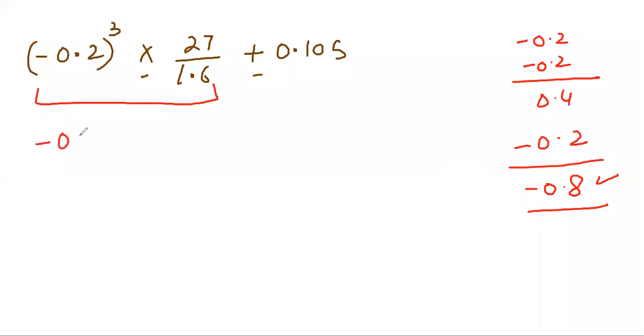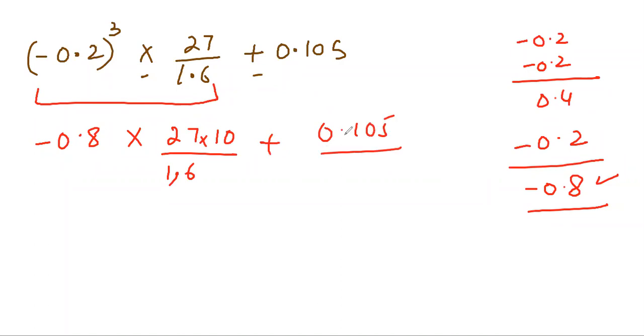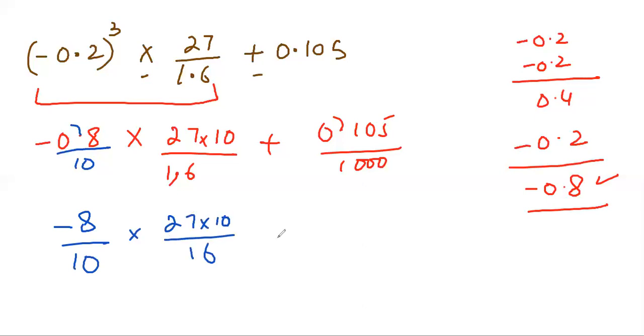So here you have minus 0.8 multiplied by 27 by 1.6. The point is going to be cancelled, 1 and 0, plus 0.105 can be written as point cancelled, 105 by 1000. Without decimals it's minus 8 by 10 multiplied by 27 multiplied by 10 by 16, plus 105 divided by 1000.